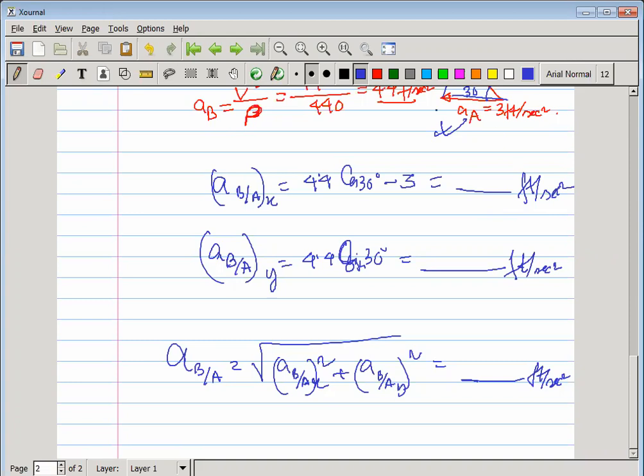4.4 cos 30 minus 3. Anyone have any confusion in this? For that reason, you are not responding. Tell me, otherwise how can I understand which portion you have a problem with?